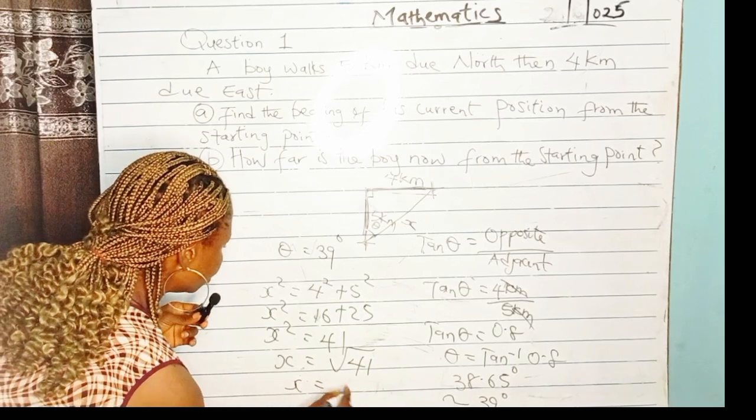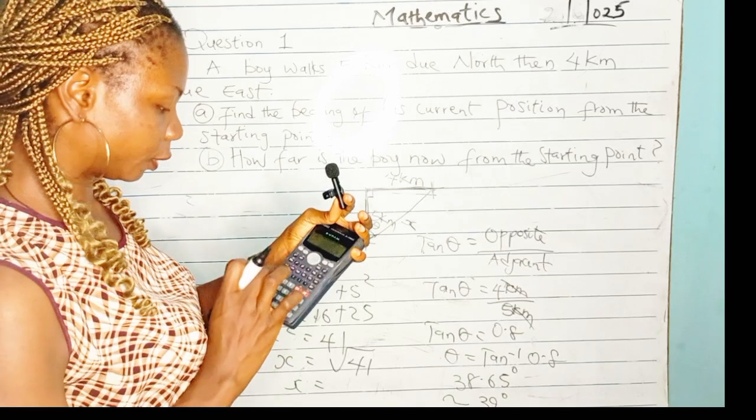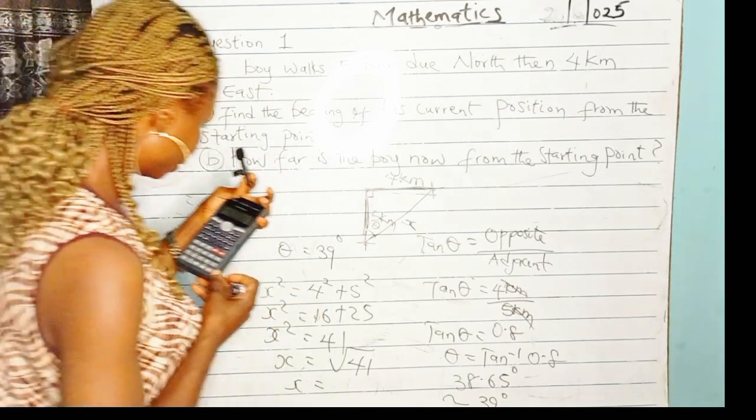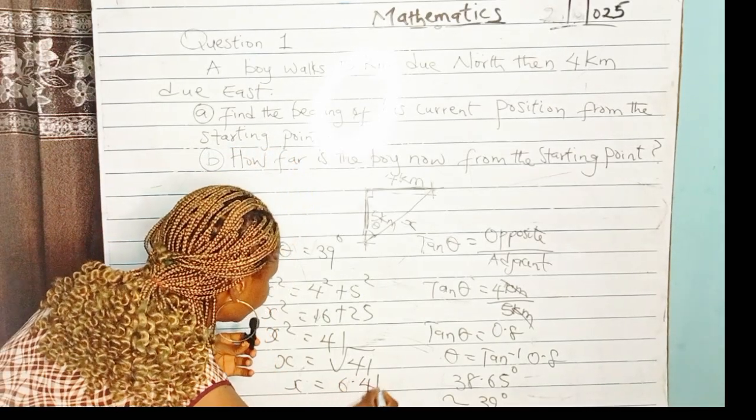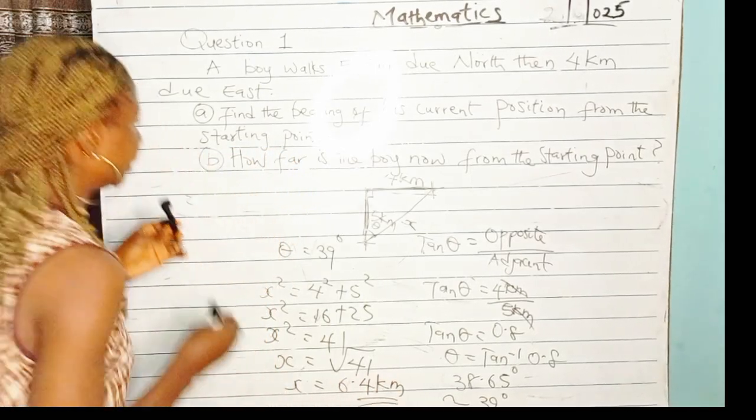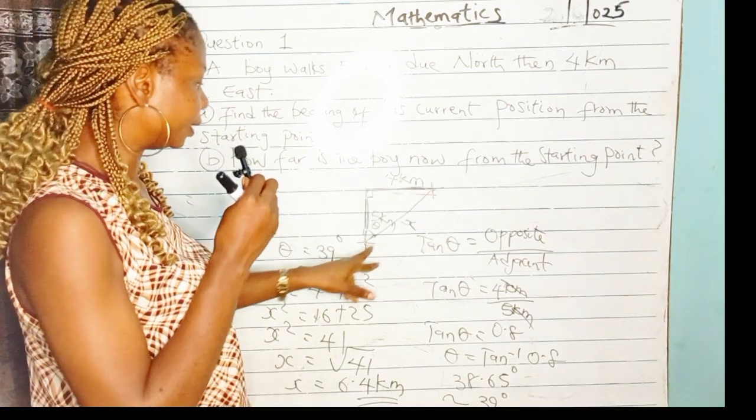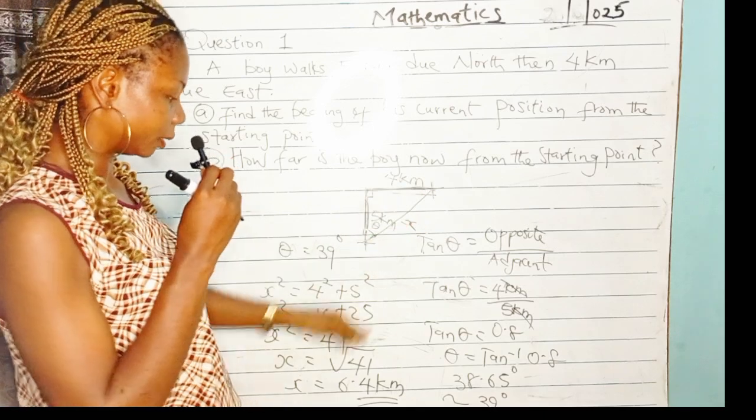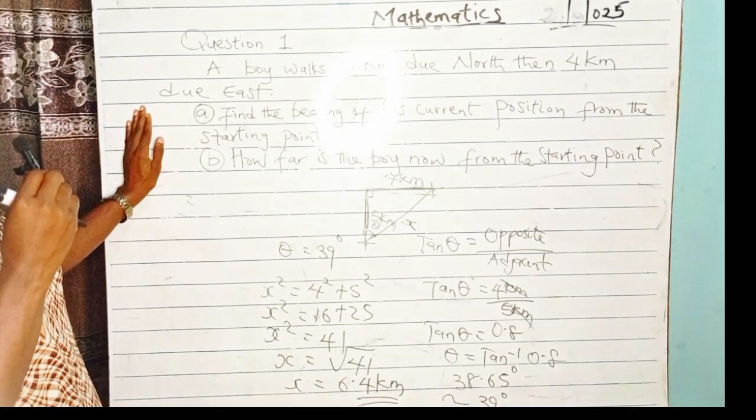x is equals to square root of 41, which will give us 6.403, which is approximately 6.4 kilometers. And that means the distance the boy made from the starting point is 6.4 kilometers. And that solves the question we have.